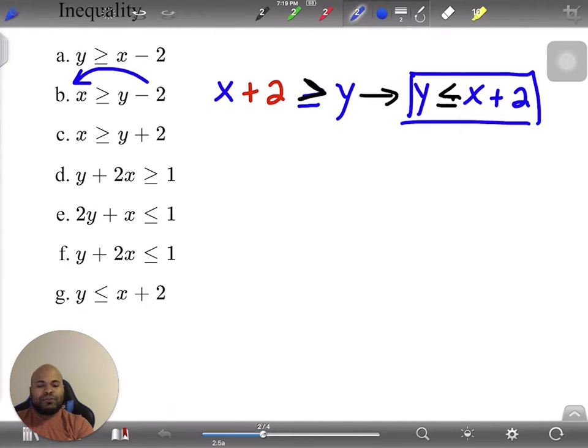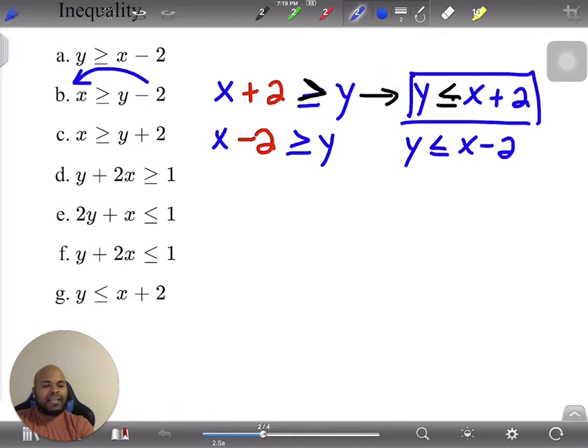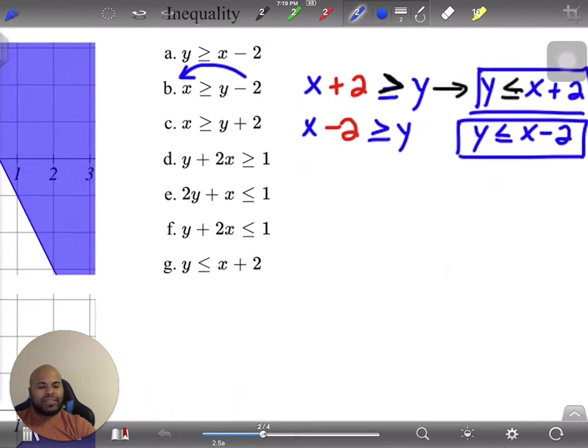If I attempt to do the same thing with c, right? So I'll do the same thing. Then it'll be x minus 2 this time. And it'll still be greater than or equal to y. And then when I flip it, it's going to be y is less than or equal to x minus 2. And that will be c. Okay, so I have the y-intercept, the slope, etc.